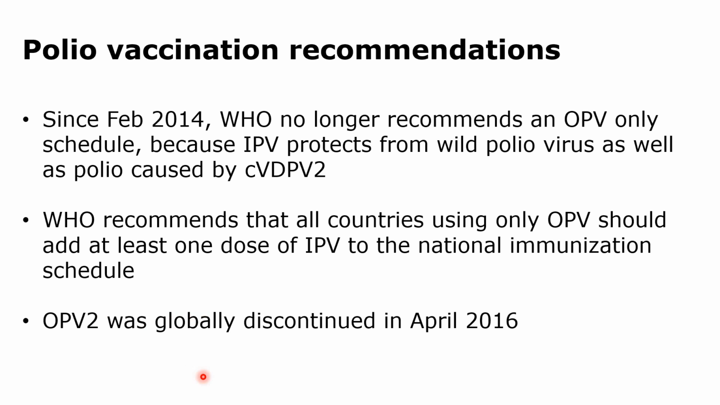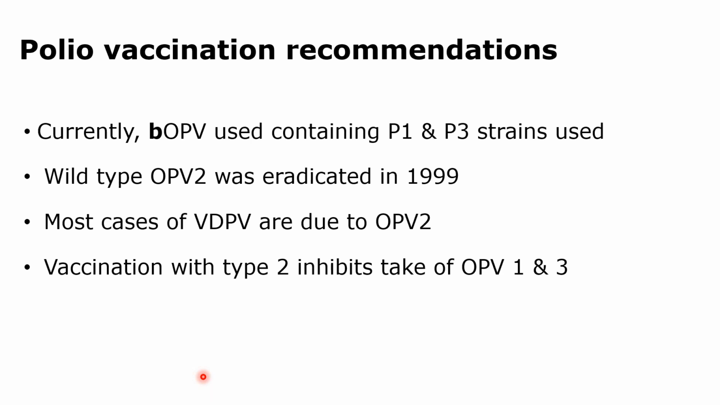And OPV2 has been globally discontinued since 2016. So that is why we see that currently we are using the bivalent polio vaccine, which has the strains 1 and 3. Right? So currently the bivalent polio vaccine is used and wild type 2 has already been eradicated. Okay, and most cases of VDPV have been due to OPV2. So that is why we no longer want to use it.